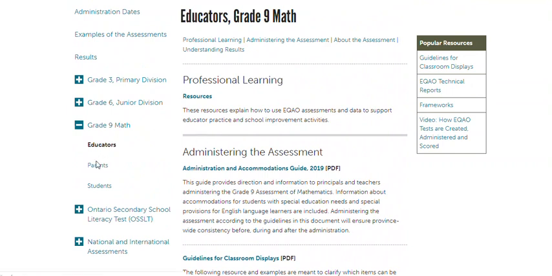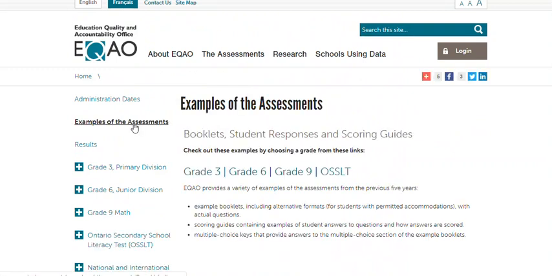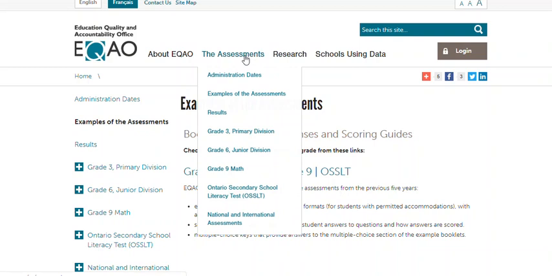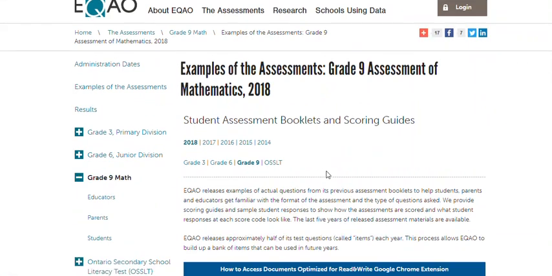Okay, let's be a parent. Oh, examples. That's what we want. Examples of the assessment. There we go. Okay, so if you go to the assessments, examples of the assessments, and then you click on grade 9. There we go. Sorry about that.